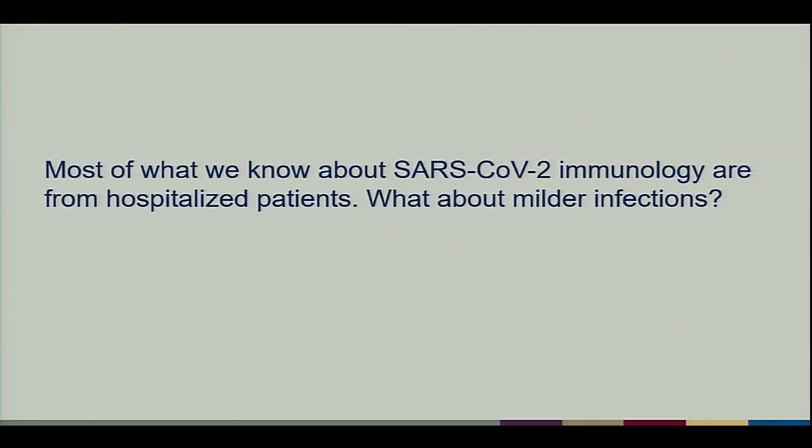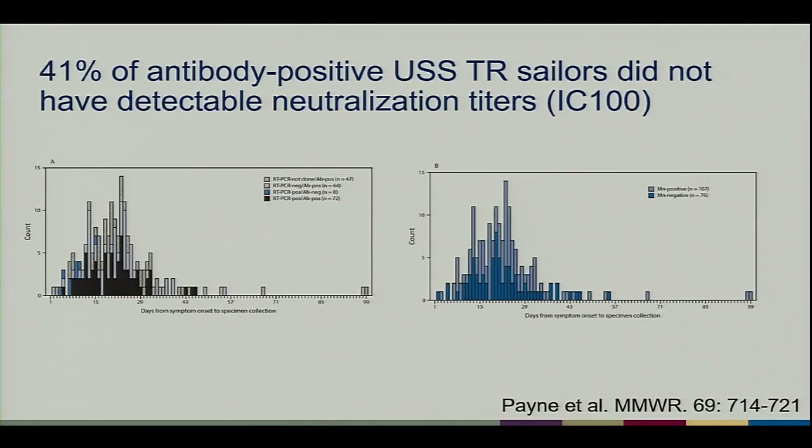Most of what we know about SARS-2 immunology is from hospitalized patients, but what about milder infections? Next slide, please. So we did a study of some sailors on the USS Theodore Roosevelt, looking at both their binding antibodies and their microneutralization titers. Now, we used a microneutralization that requires full neutralization of the virus, so it's kind of a high bar. If we used a pseudovirus assay, they may have had higher titers, but we found that 41% of these young, healthy adults who had antibody responses did not have detectable neutralization titers. Next slide, please.